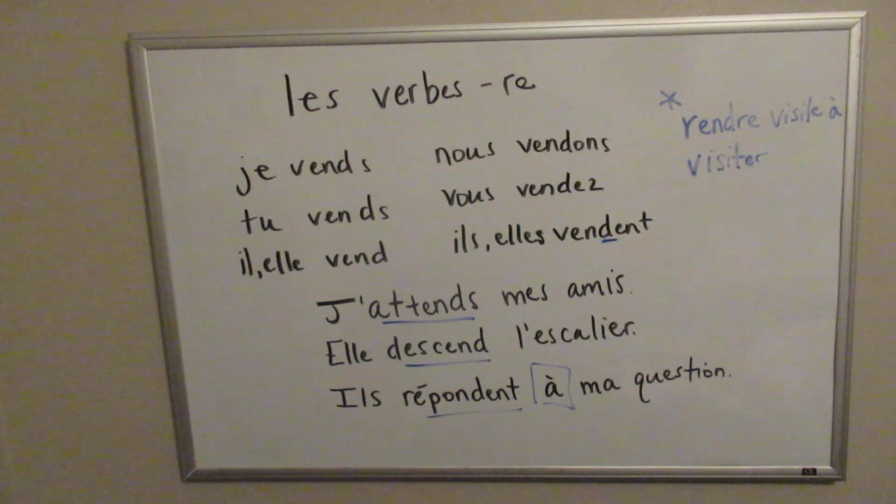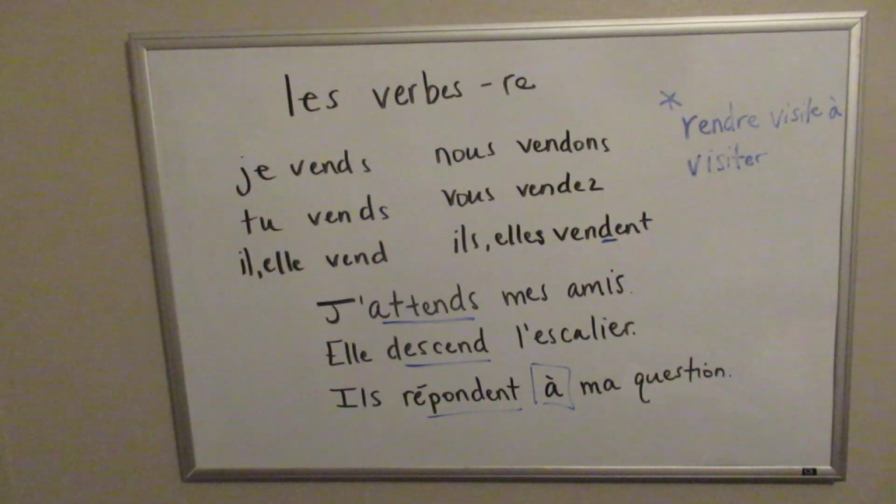Then we have descendre. Elle descend l'escalier, right? To go down or to get off. And then entendre, perdre, rendre. Then we have this verb rendre visite à. And they tell you that that is to visit someone, a person.